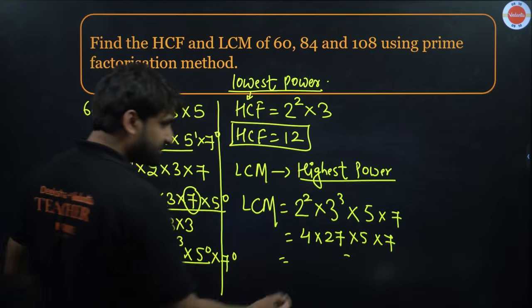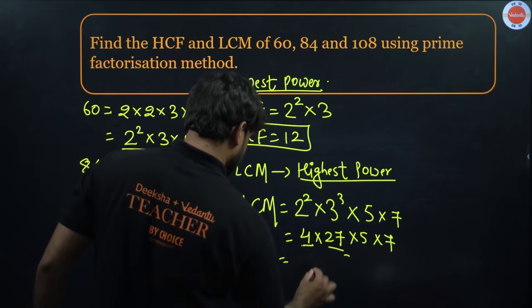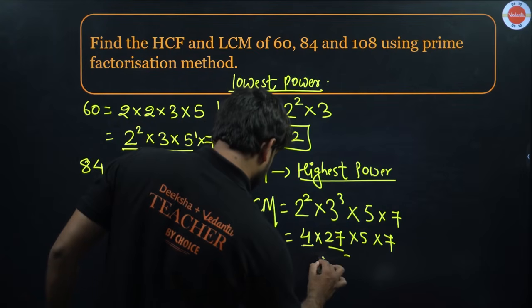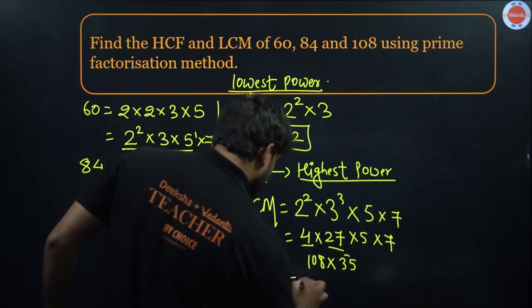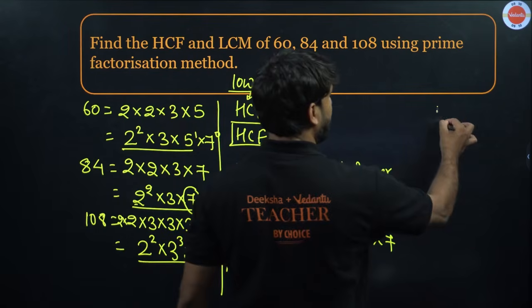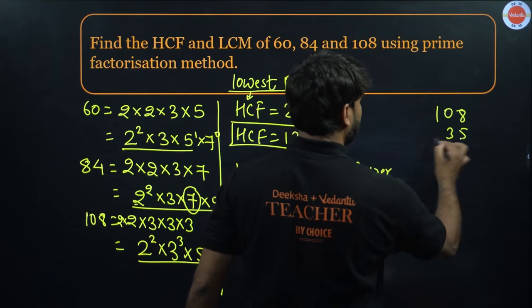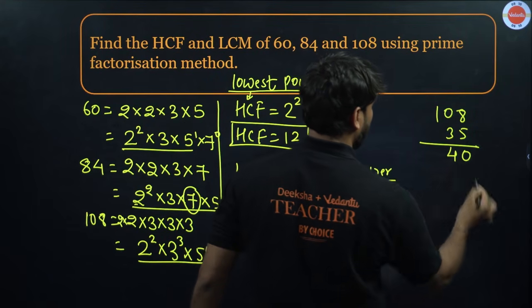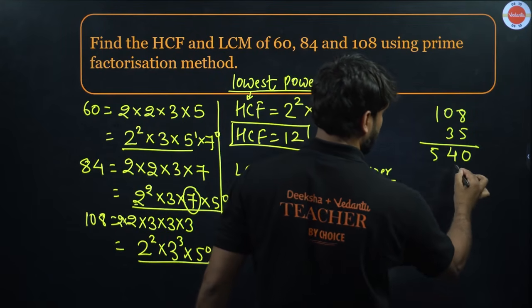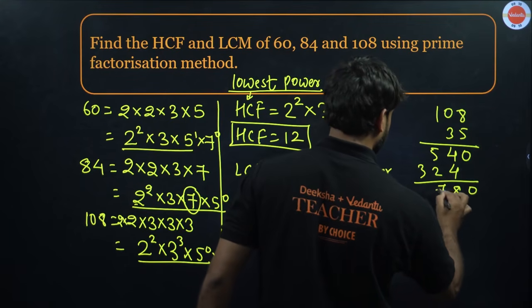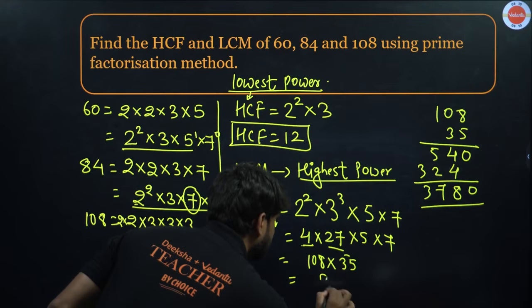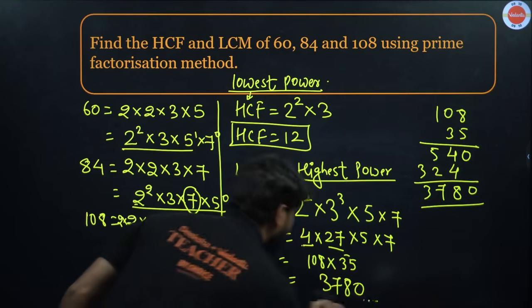So 4 into 27 will be 108, and this is 108 into 7 times 5, which is 35. Can we please multiply 108 into 35? 108 into 35 is equal to 3780. Wow, this is the LCM: 3780.